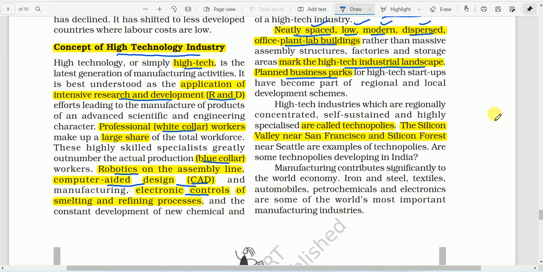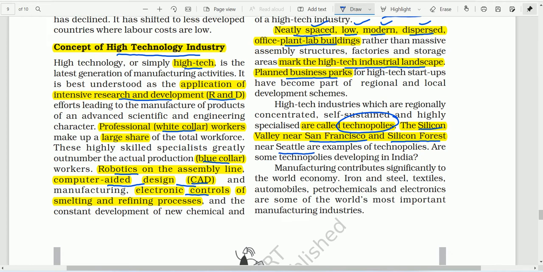High-tech industrial regions which are regionally concentrated, self-sustained, and highly specialized are called technopoles. For example, Silicon Valley near San Francisco, then Silicon Forest near Seattle. So these are examples of technopolis.